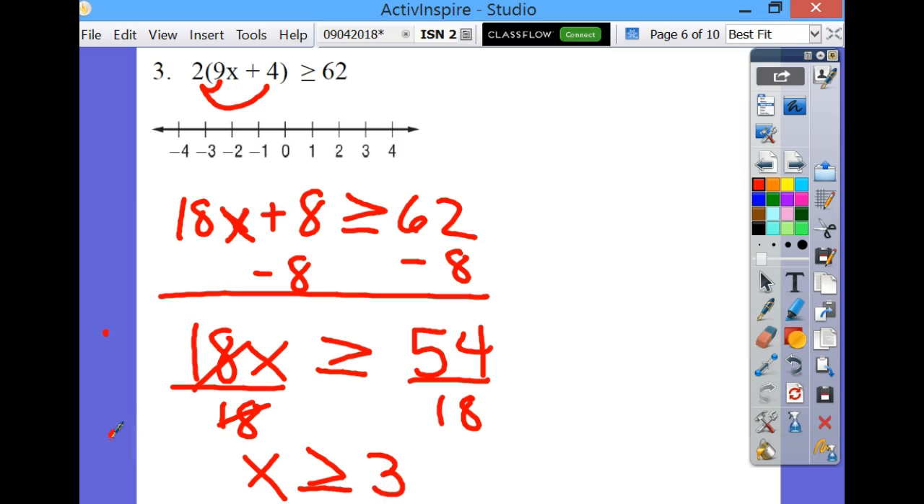So 3 is the answer, so we circle the 3. This has an "or equal to," so you color in the 3, and then this goes to the right, greater than 3. So you're going to solve and you're going to graph.